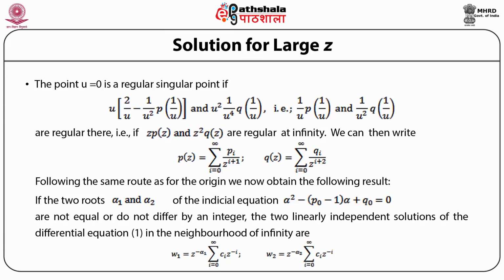If the two roots alpha 1 and alpha 2 of the indicial equation alpha² − (p0 − 1) alpha + q0 = 0 are not equal or do not differ by an integer, the two linearly independent solutions of the differential equation in the neighborhood of infinity are w1 = z^(−alpha 1) · summation i going from 0 to infinity c_i · z^(−i), and w2 = z^(−alpha 2) · summation i going from 0 to infinity c_i · z^(−i).